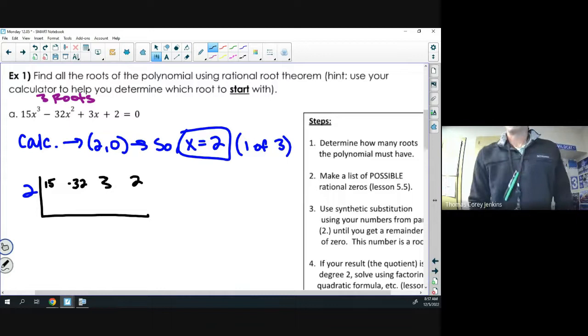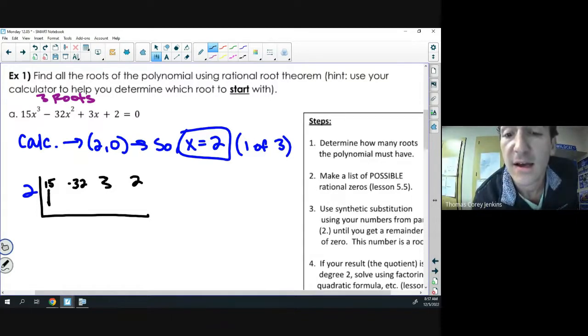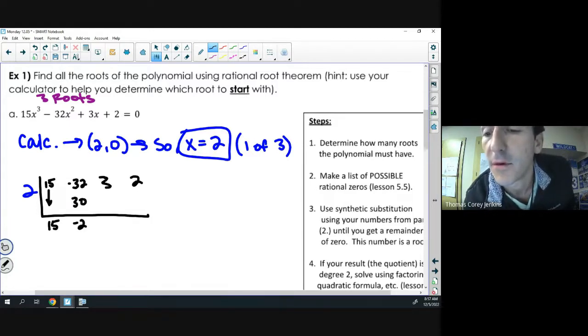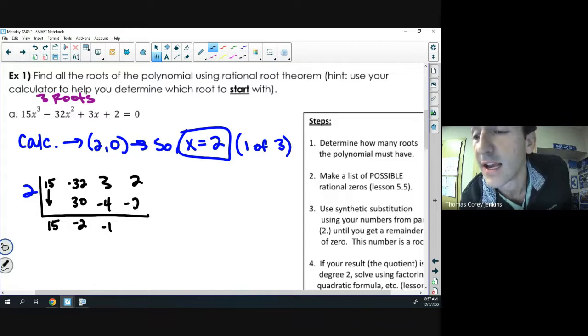So remember this process. Bring down the 15. Take 2 times 15 to get 30. Add to get negative 2. Multiply to get negative 4. Add to get negative 1. Multiply to get negative 2.